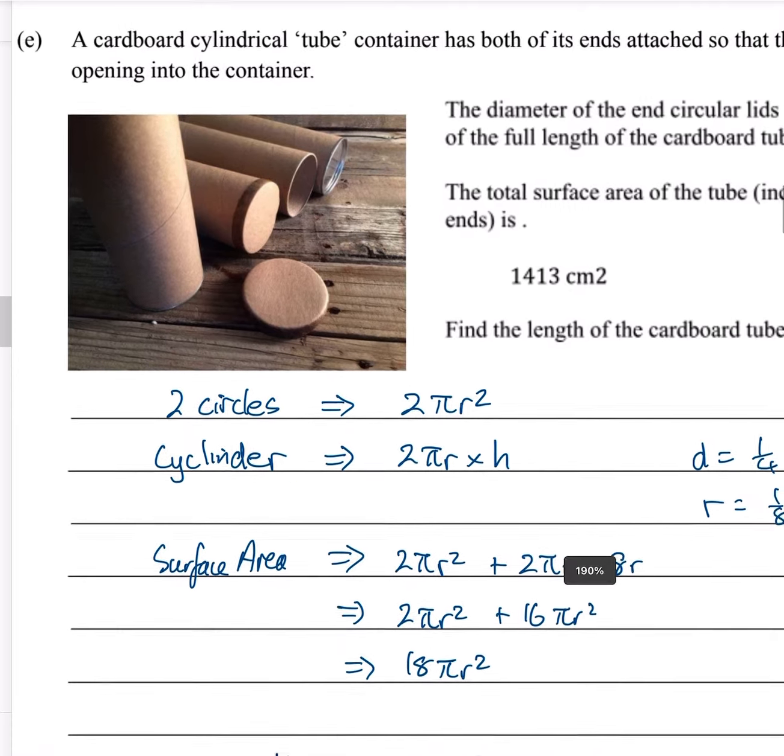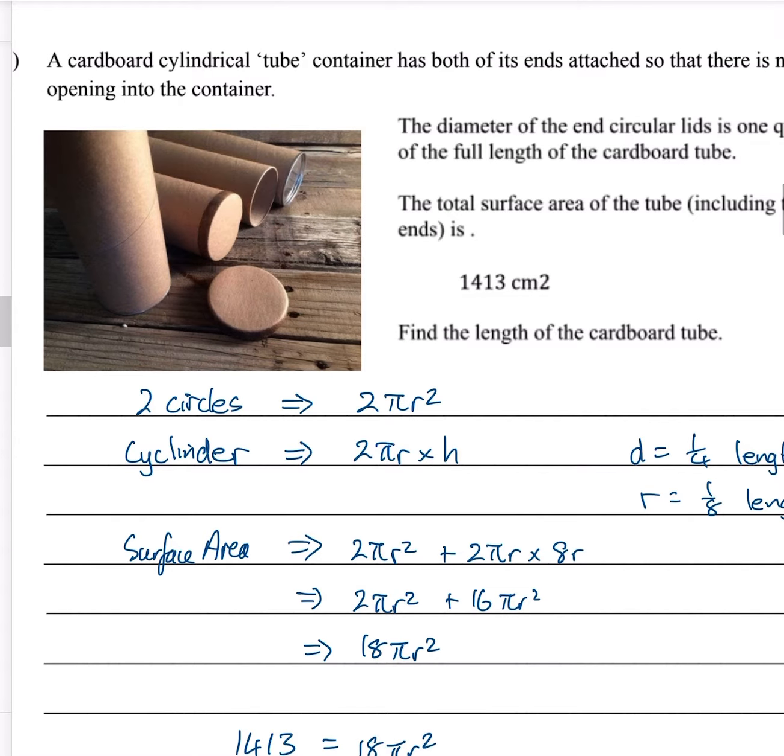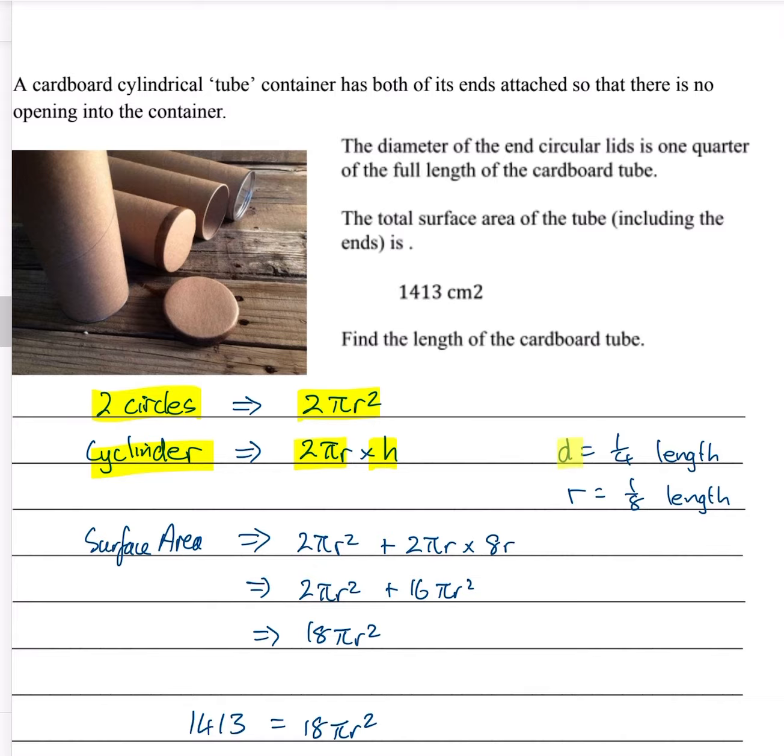For D, we have to find the surface area. Now this is made up of two circles. There's 2 pi r squared, and the cylinder is the circumference times the height. Now the diameter is 1/4 of the length, so the radius is 1/8 of the length. So for the surface area, we've got 2 circles plus that, and the height is 8r, 8 times the radius, which gives you 18 pi r squared.